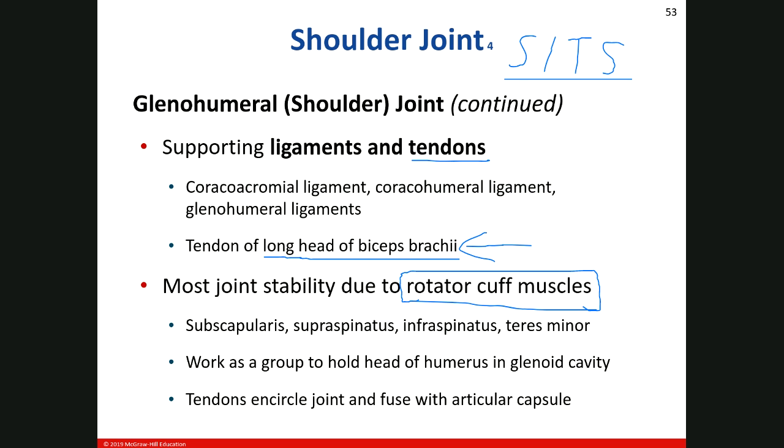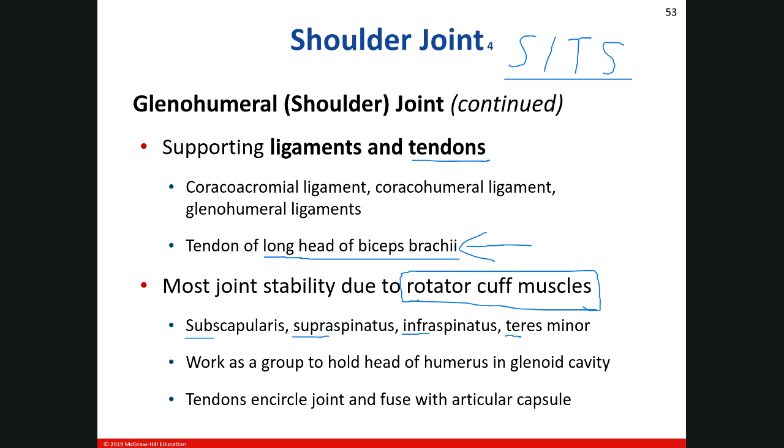The subscapularis, which we talked about a little bit because that sits in the subscapular fossa on the anterior side of the scapula. Then we go to the back side and we see the supraspinatus, and that sits in the supraspinous fossa. Infraspinatus sits in the infraspinous fossa, and then there's teres minor. Okay, so we're going to talk all about these.